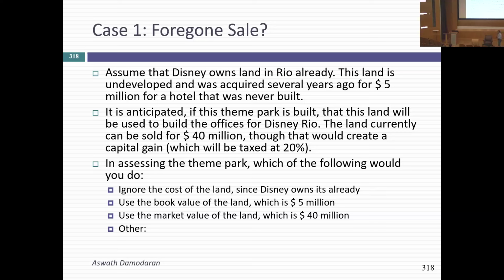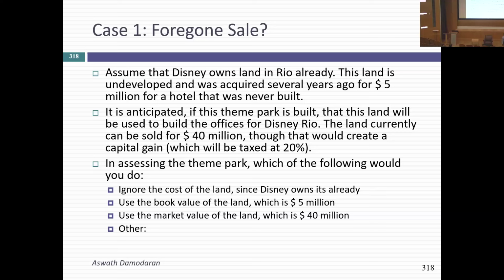So let's say you go back to the Rio Disney analysis and you forgot this when you did the original Rio Disney. And you're trying to bring in the opportunity cost of this land. Let me give you the choices. The first is you can ignore the cost of the land. Say we own it already, which a lot of companies do. The second is you can listen to your accountants who say, use the book value, the $5 million, as your opportunity cost. The third is you can use the market value of the land, which is what you can get if you sold the land today.